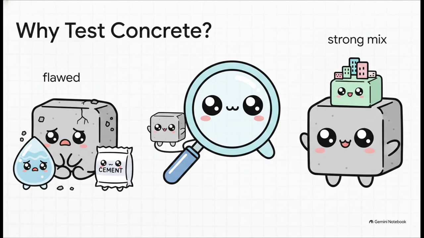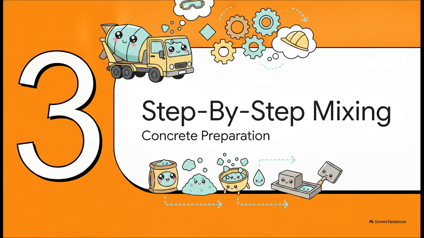In modern industrial maintenance, this test is quite literally a life-saving daily practice. It prevents catastrophic failures in the buildings we live in and the pavements we drive on every single day. Just ask yourself, what happens when a pavement fails under heavy daily traffic? That exact disaster is what we're learning to prevent today. Moving right along to part 3, step-by-step concrete mixing.